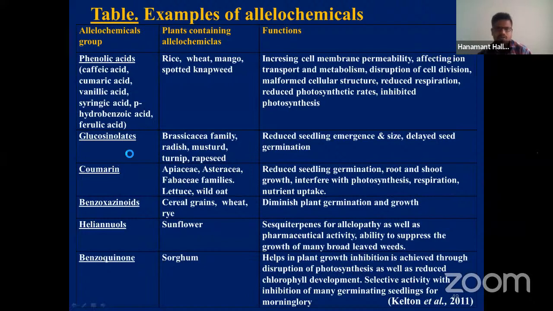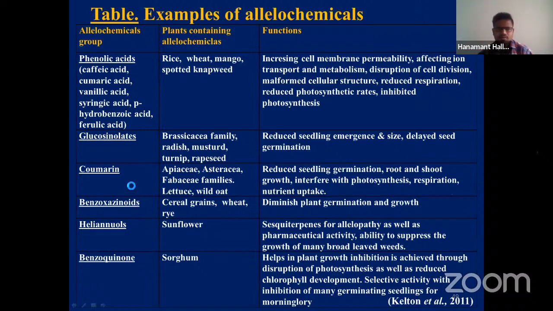Then the next allelochemical group is glucosinolates. Plants containing these glucosinolates are in the Brassicaceae family: radish, mustard, turnip, and rapeseed. Their mechanisms of function include reduced seedling emergence and size, and delayed seed germination.